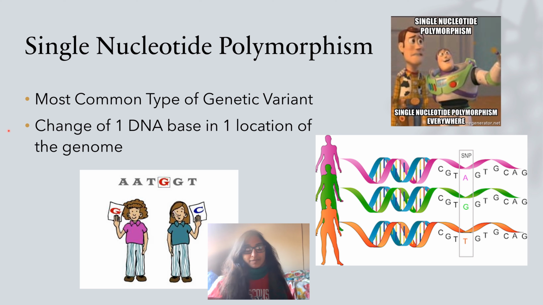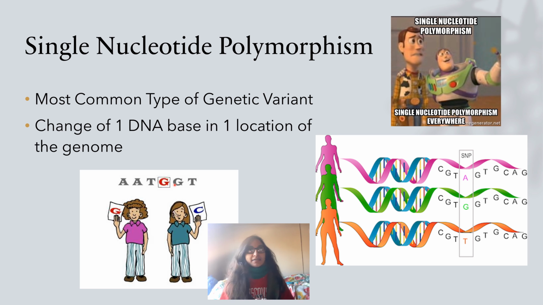So what we find from these genome-wide association studies are single nucleotide polymorphisms. So what are they? They're pretty much the most common type of genetic variant. Kind of imagine Buzz Lightyear telling Woody, single nucleotide polymorphism. They're everywhere. So it's basically a change of one DNA base in one location of the genome. Like see here, for instance, we can see an A, a G, and a T. And they are basically one spot along the genome. A lot of people have variation in that spot.